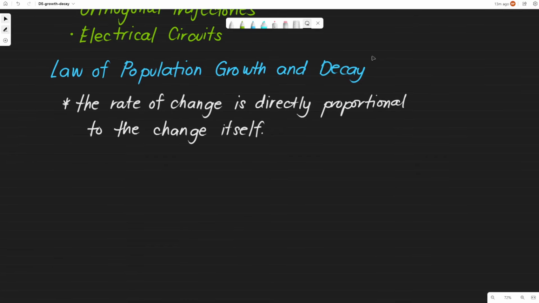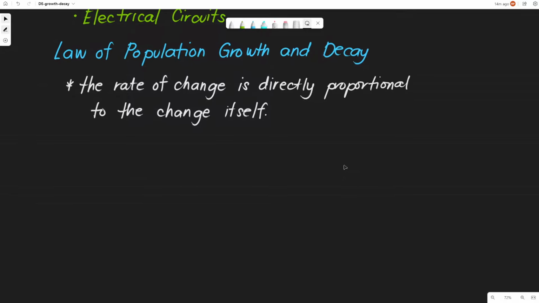It says here that in the law of population growth and decay, the rate of change is directly proportional to the change itself. So when we say the rate of change is directly proportional to the change itself, let's say we have our quantity, our main reference, as y. That is our main reference. If we apply this, the rate of change is directly proportional to y prime.